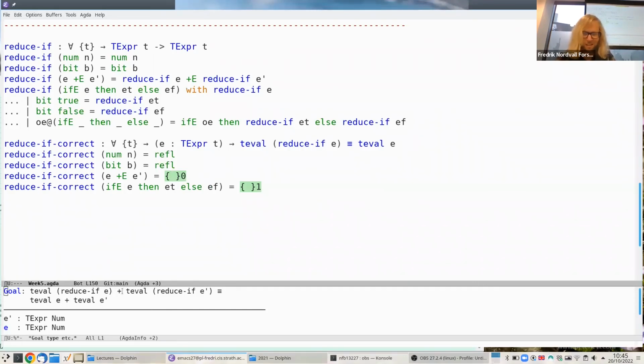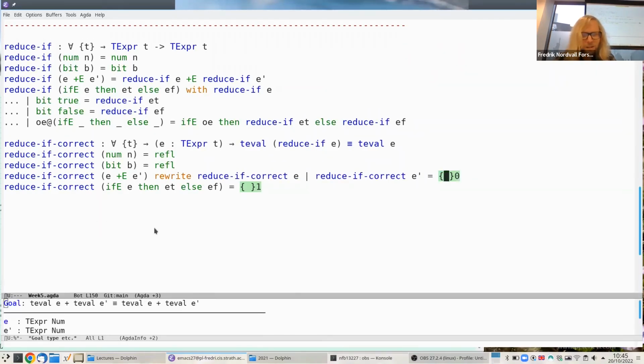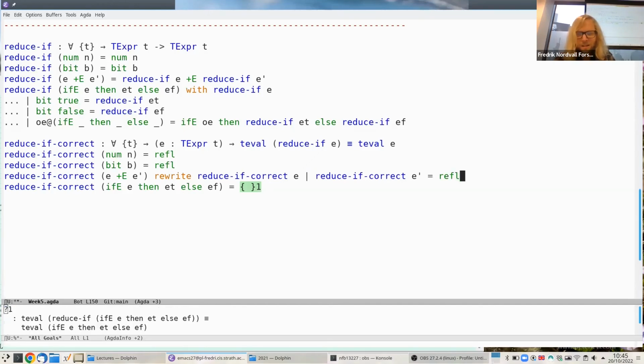And then here in the plus case, I actually have to do something. But I see, so I can do this in a few different ways. I see that it's basically the same thing, right? Except that we have to do recursive calls on E and E prime. So probably the easiest way to do this is to just rewrite by the correctness on E and the correctness on E prime.